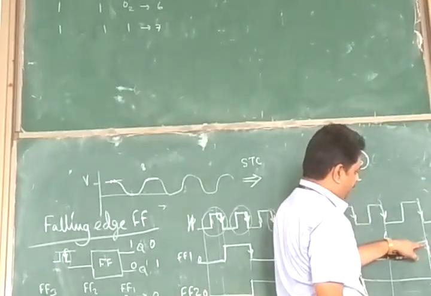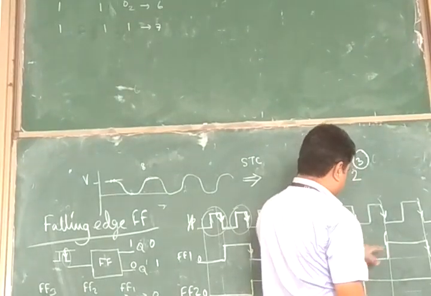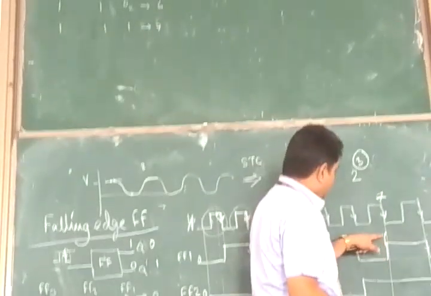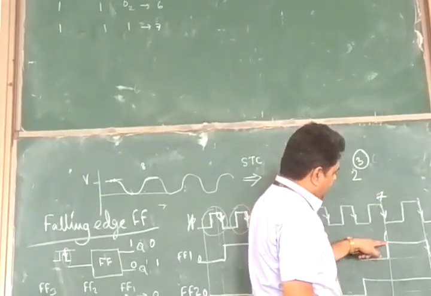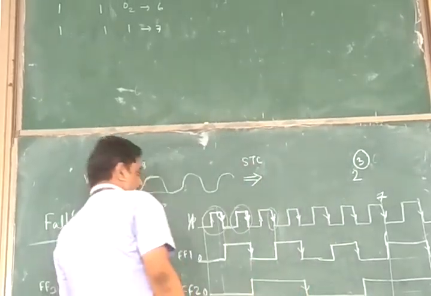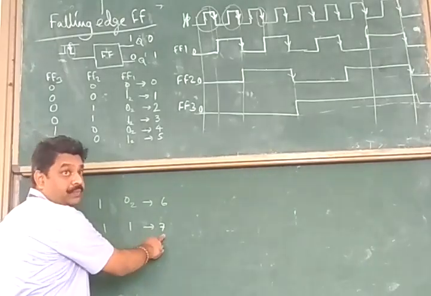0, 0, 0. No, here. 7. Yes, here it is. This is the 7th pulse. Here is the 7th pulse. Here it is 1, here it is 1, here it is 1. So, we had 1, 1, 1 base.